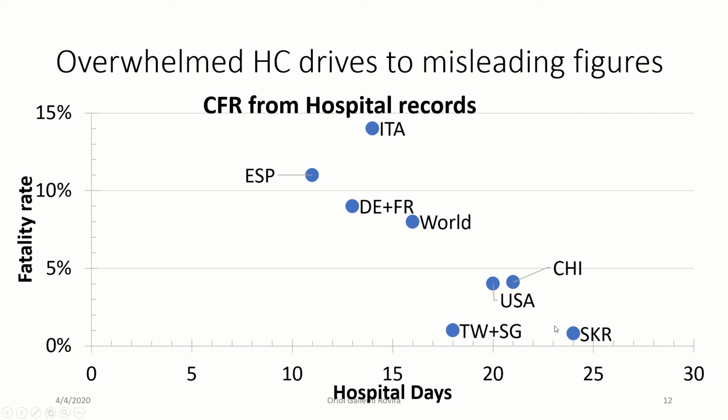Our guess is that the overwhelmed systems, once they are saturated, start discarding a lot of people who could stay longer in the hospital. And those which have enough capacity to absorb all those patients are really dealing with a fatality rate which is way closer to the real one and is more reliable.